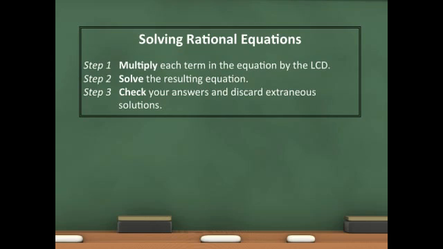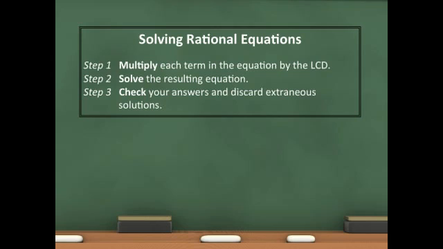The goal in solving a rational equation is to remove the fractions from within the equation by multiplying each term in the equation by the LCD. Then solve the resulting equation. Once you get the solutions to the equation, you must check these solutions to see if they satisfy the equation. It is possible to get extraneous solutions.